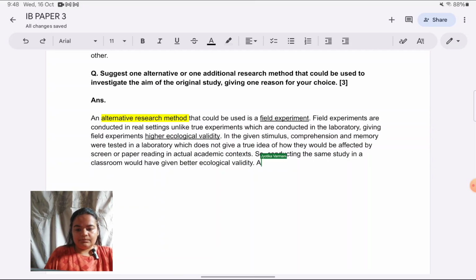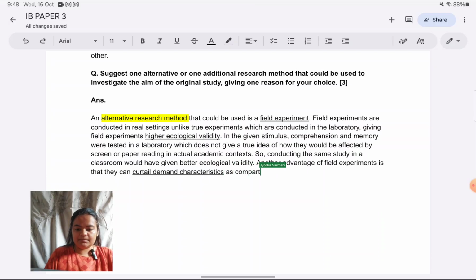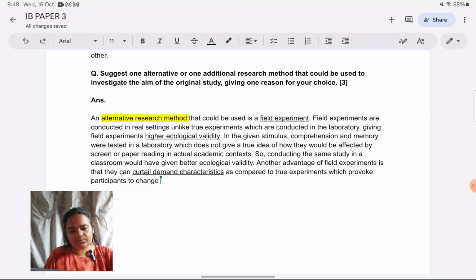Another advantage of field experiments is that they can curtail demand characteristics as compared to true experiments, which provoke participants to change their behavior, or we can say induce participants to change their behavior from knowledge that they are part of a study.